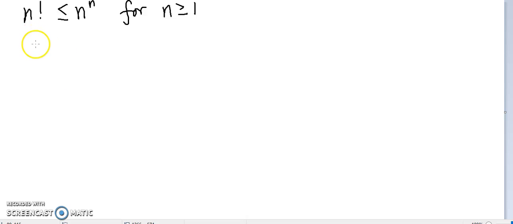We're going to use mathematical induction to prove this inequality involving a factorial. So the left-hand side we're looking at is n factorial. Recall the definition of factorial. N factorial means we multiply the positive integers from 1 to 2 to 3 and all the way to the last number specified, n.